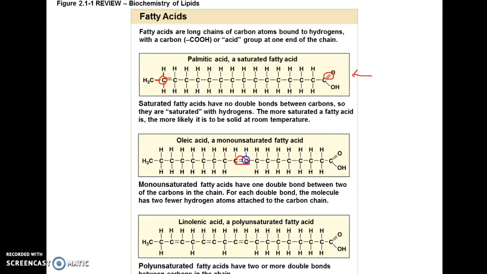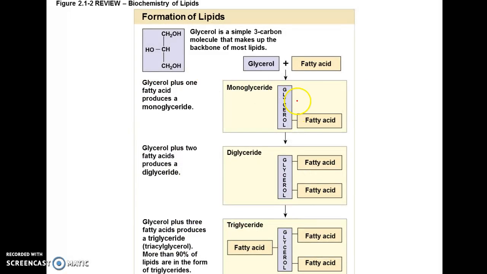If they have double bonds with them, they cause kinks, and those kinks are going to create a monounsaturated or polyunsaturated, because they have more than one, right? And then that means that they are going to be liquid at room temperature. All saturated fatty acids, like lard, what lard is made of, are going to be solid at room temperature.